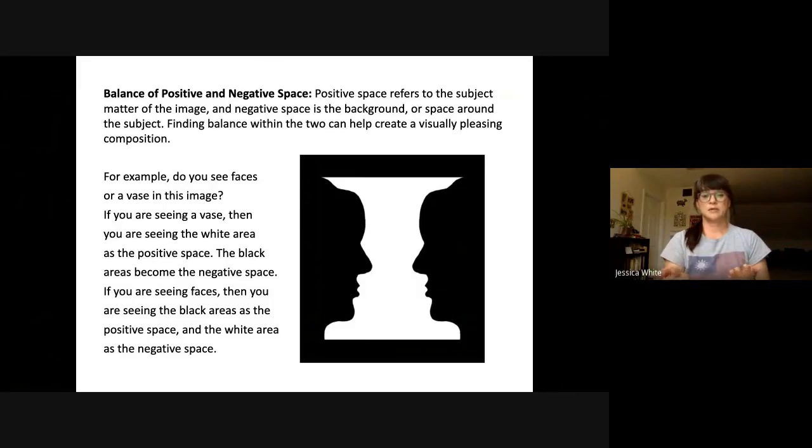So here's an example. If you see faces or if you see a vase in this image, if you're seeing the vase, then for you, the white area is the positive space and the black area becomes the background or the negative space. But if you're actually seeing two faces, then what you're seeing is the black area is the positive space and the white area is the background negative space.